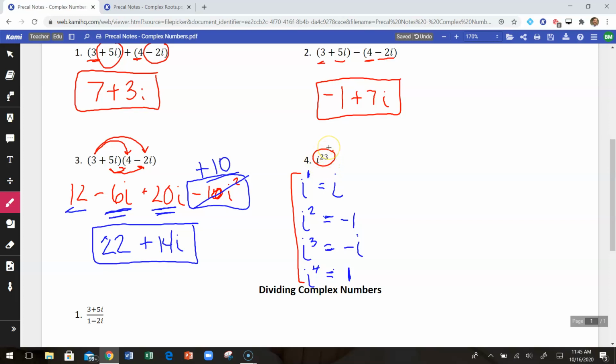which means when I do i to the 23rd, I am going to be at this step of this process. So i to the 3rd is going to equal negative i, so i to the 23rd is also negative i.